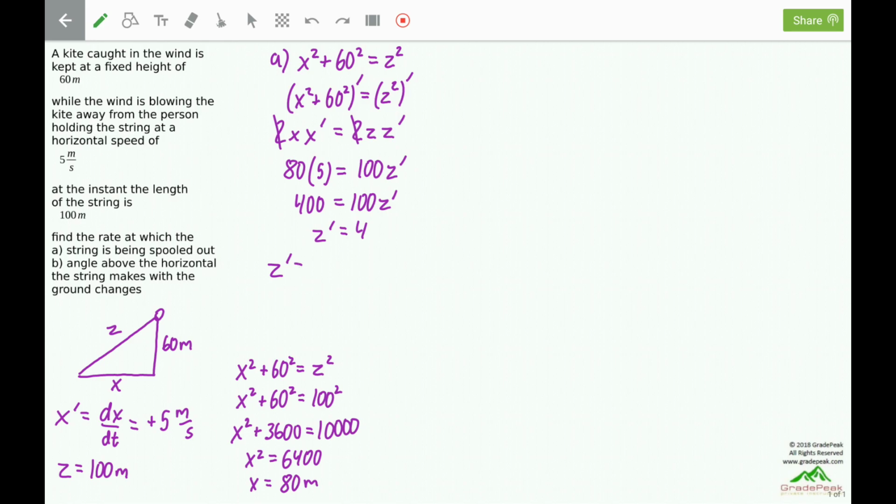So z prime, or dz/dt, is equal to a positive 4, and we'll have units of z, which is a length in meters, over time, which is seconds in this problem. By being positive, that means string is being spooled out.